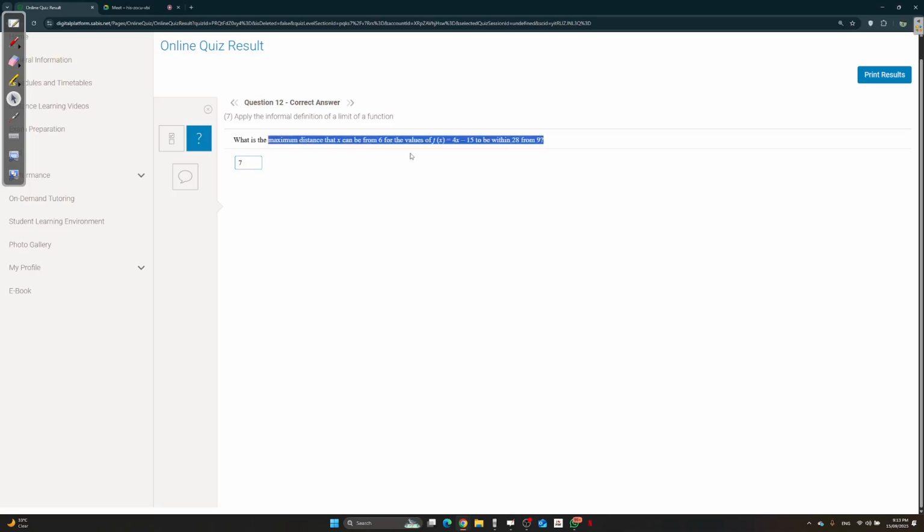12. What's the maximum distance that x can be for the values for 4x minus 15 to be within 28 from 9? Now, a lot of people do this. They just do 28 divided by 4, and they get 7, which is fine. You can do that. But it doesn't always work. So do the rule, |f of x minus L| less than epsilon, |x minus a| less than delta.